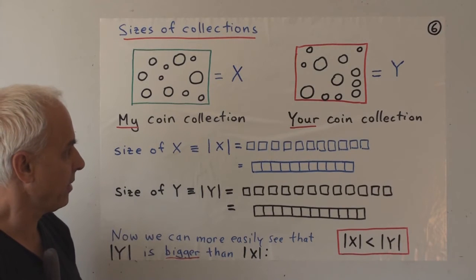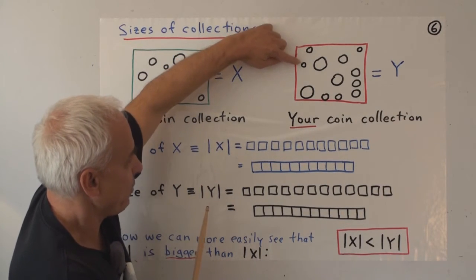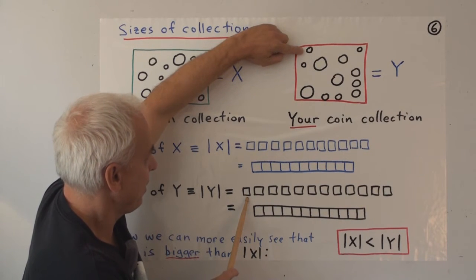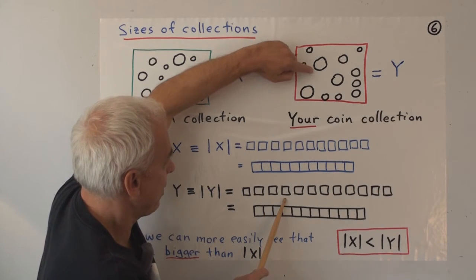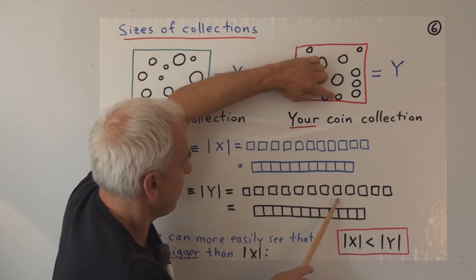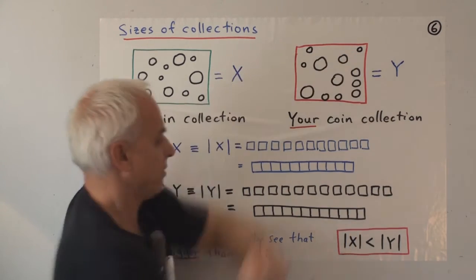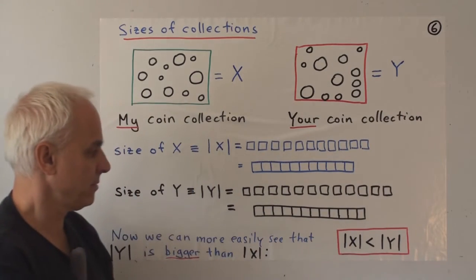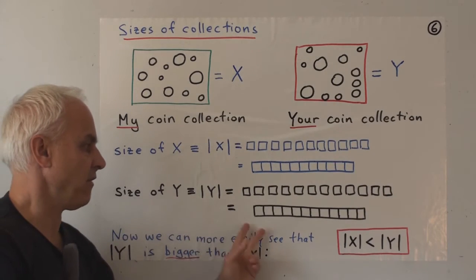And we're going to do the same thing. So systematically, we're going to write down a cell for every one of your coins. So check that I'm doing this right. So that one gets this one, here, this one, here, this one there, and so on, one cell for each coin. Okay, we put those all together to form a rectangle. That's the number of coins in your collection. That's the size of Y.